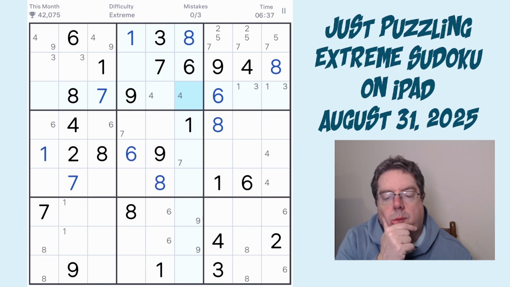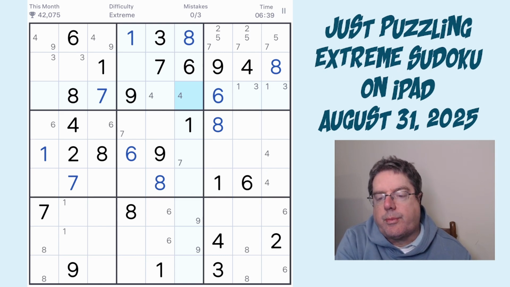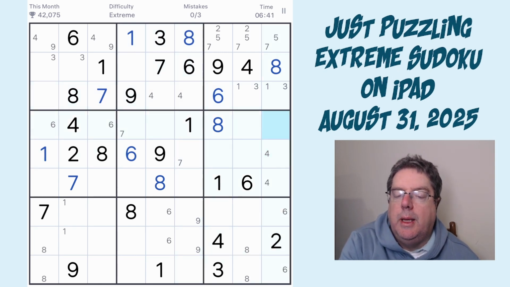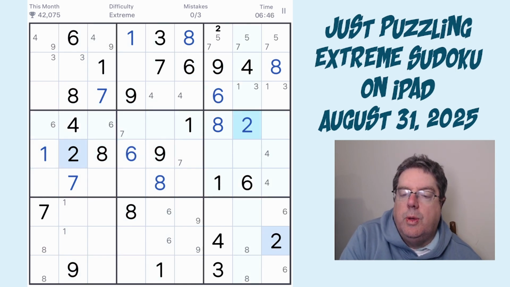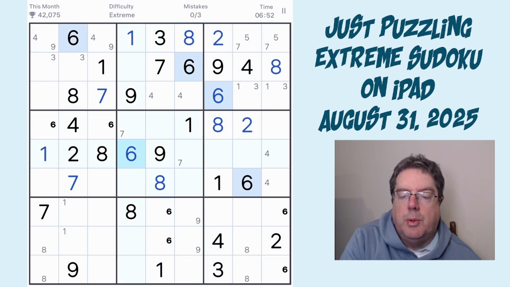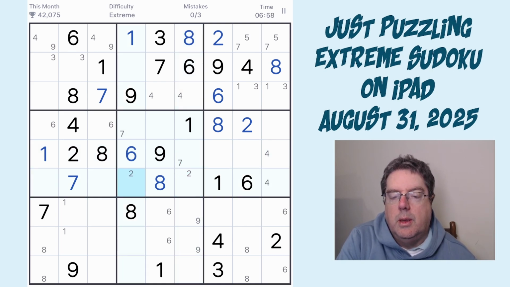Okay. 2 comes up here, 2 comes across here, so that's a 2 there. That means that 2 comes up here, 2 comes up here, so that's a 2 there. 2 comes across here, 2 comes across here, so 2 is one of these two. 1, 2, 3, 4, 5.